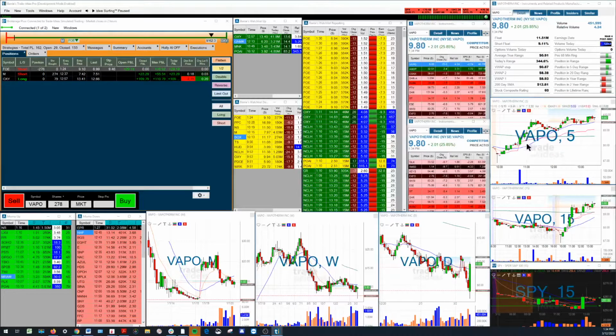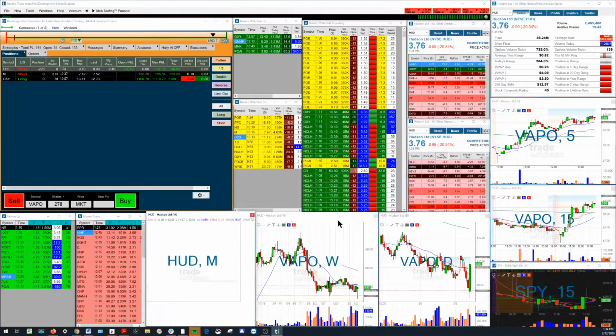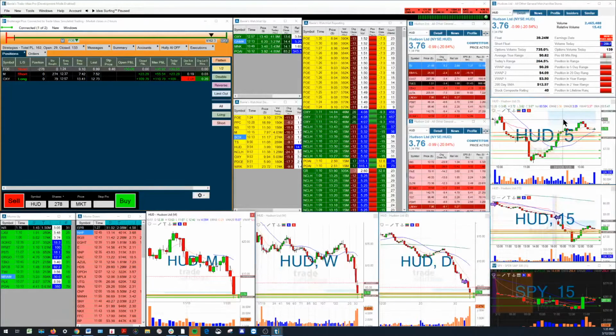Somebody was in Vapo a lot earlier. Can't remember who it was, but I know they took it. I don't know if you're still in it, but not a bad little play, actually. What a bounce for HUD. I mean, the bottom, 246, all the way up to 4. Wow.